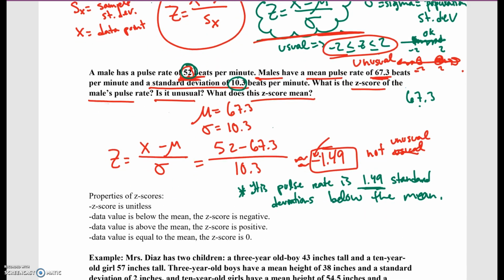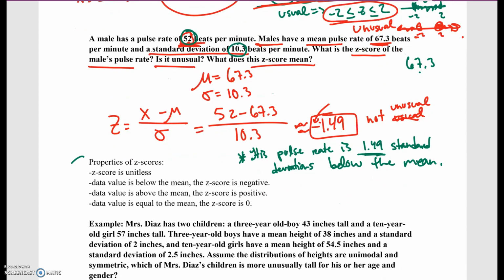Now right before we finish, here are some properties of z-scores. Z-scores are unitless because remember, if I divide pulse rate by pulse rate, they cancel each other out. So they actually have no units. It's not per minute, it's nothing. If the data value is below the mean, the z-score is negative, which is what we found. If the data value is above the mean, the z-score is positive, which makes sense, right? And if the data value is equal to the mean, the z-score is 0. So if I get a z-score of 0, that means that I've equaled the mean because the numerator was just 0.